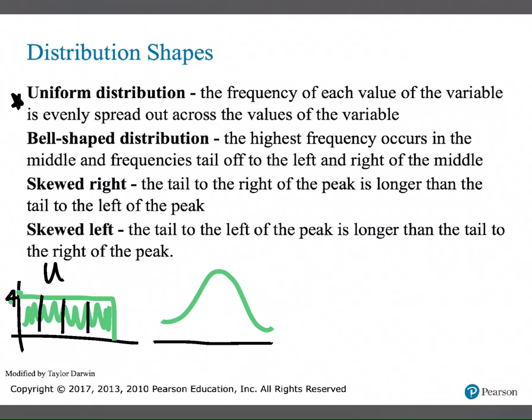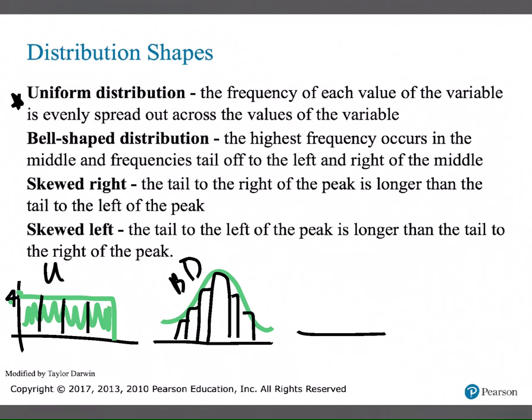And it is when the highest frequency occurs in the middle, right? That's the bulk of our data. If you think about bar graphs when you're thinking of this, the biggest bar was in the middle. That's called bell-shaped. I'm just going to put bell distribution. It's also called symmetric.